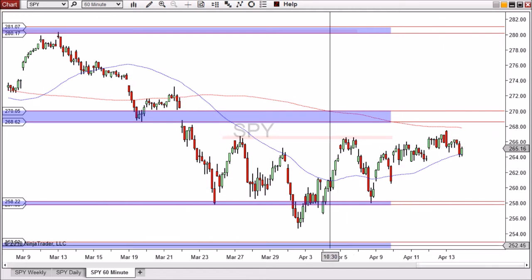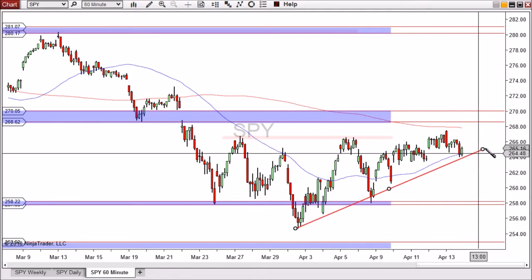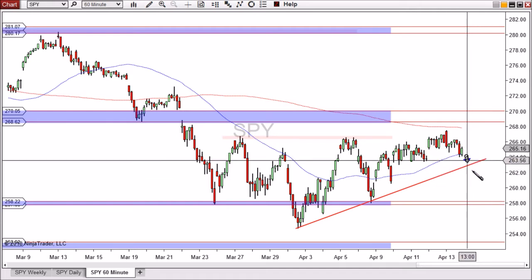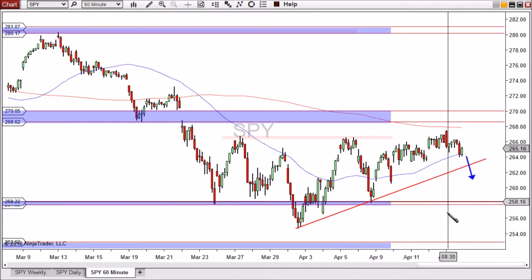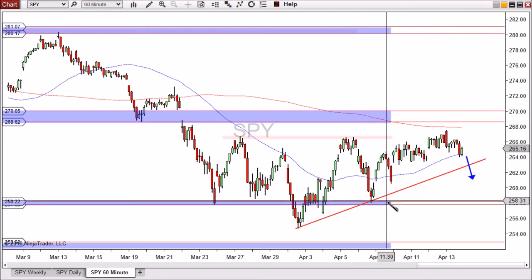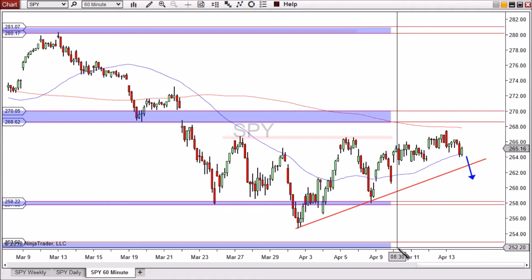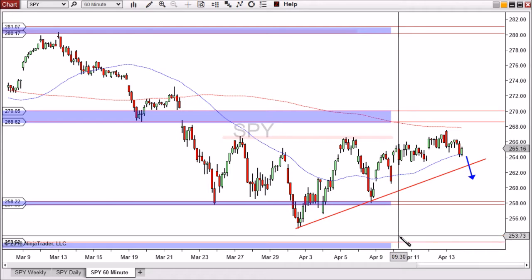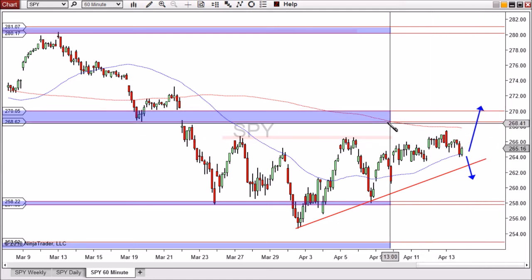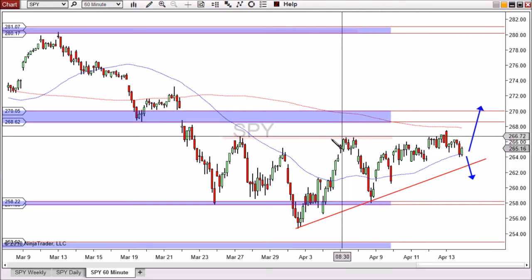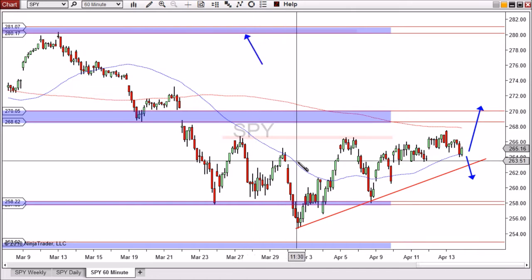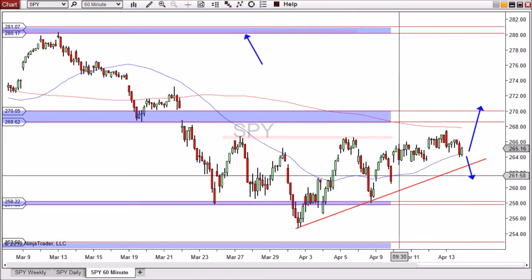So we basically watch this. Here's a little bit of a trend line here. If it breaks below this trend line, then there's a good chance that we're going to come down and maybe take out this zone here, this 258, and possibly come down to this 252. But if it comes up and takes out this zone, then most likely we'll come back up to test this area here. So that's basically the SPY.